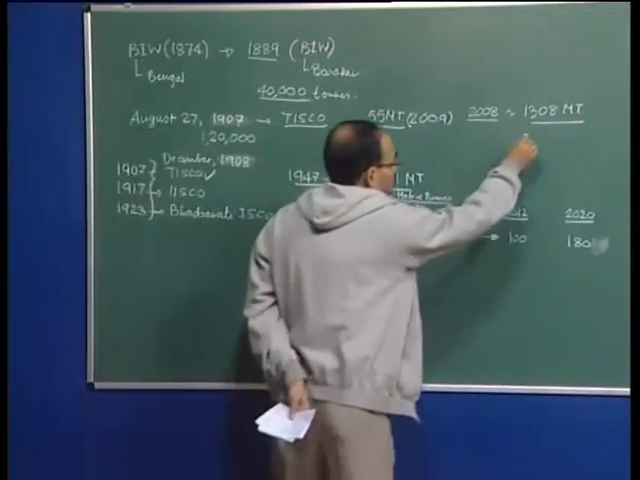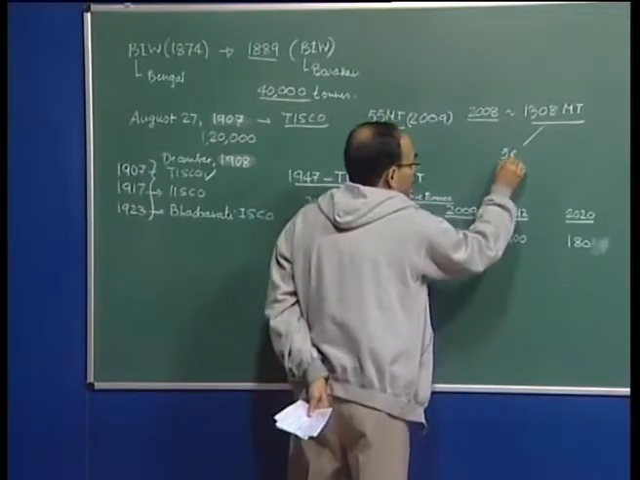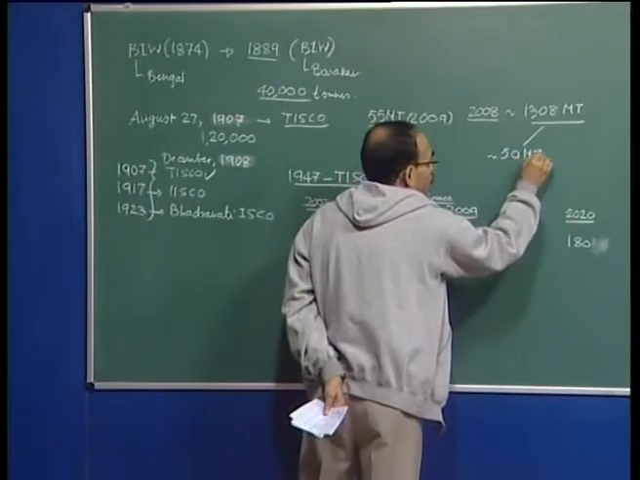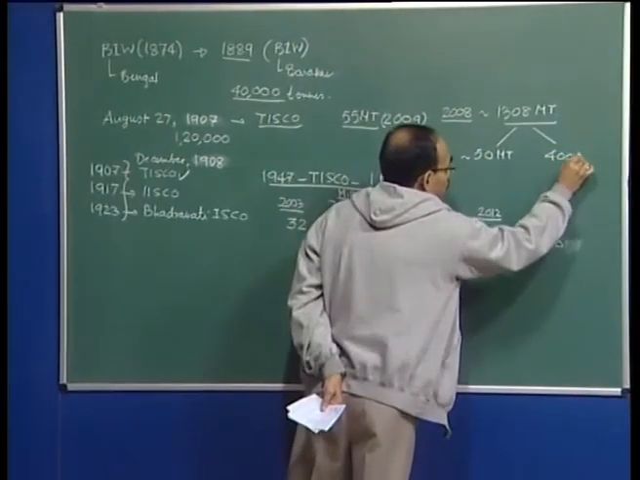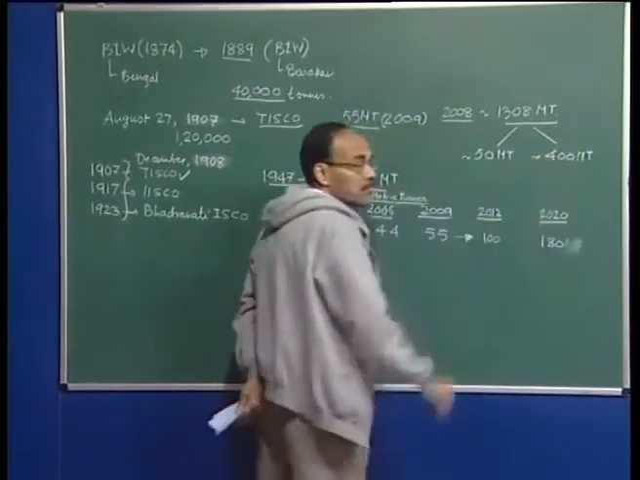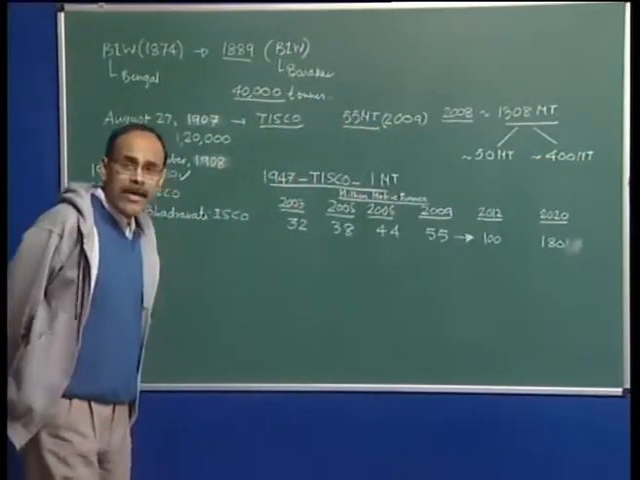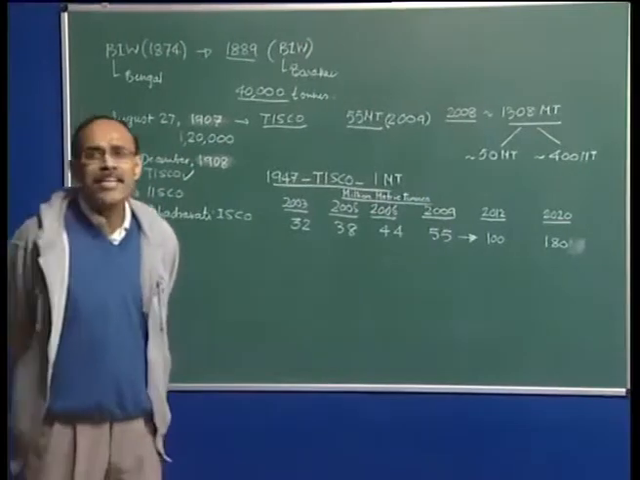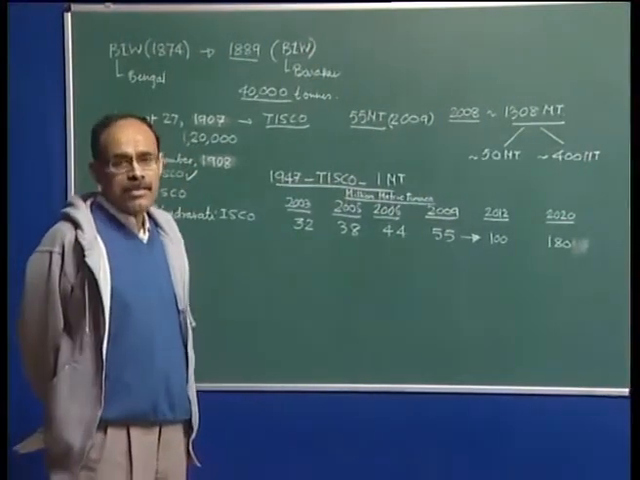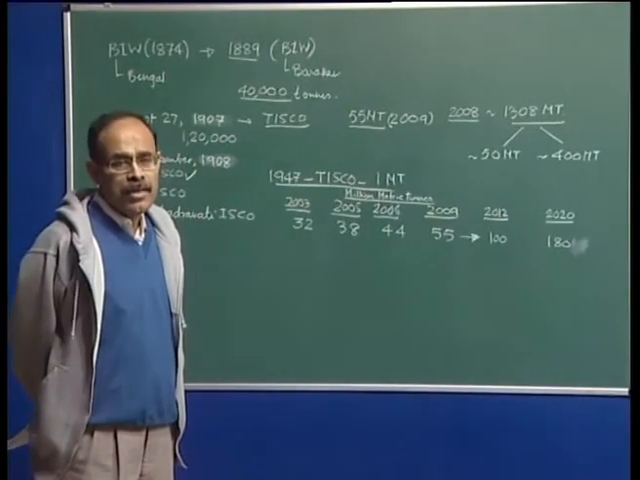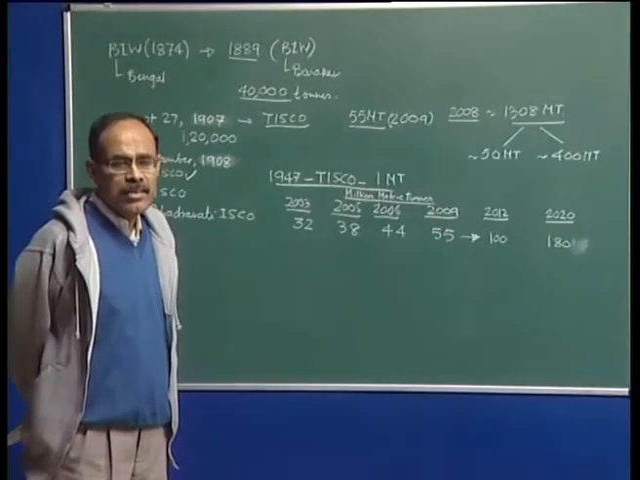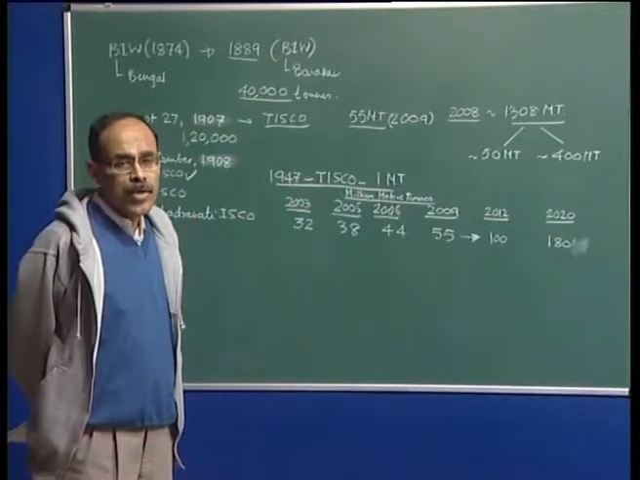And here the share of India was roughly about 50 million tons. On the other hand, China was producing about 400 million tons, significantly larger. Today, if you look at the Asian countries, around 50% of the world's steel is produced in Asia itself by countries like China, Japan, Korea, and India.